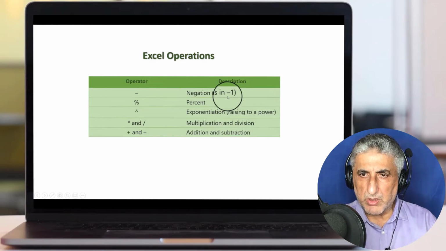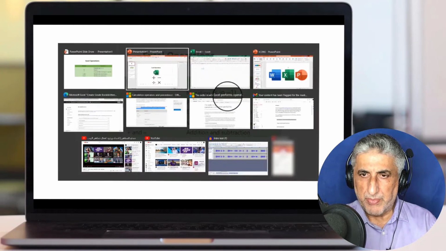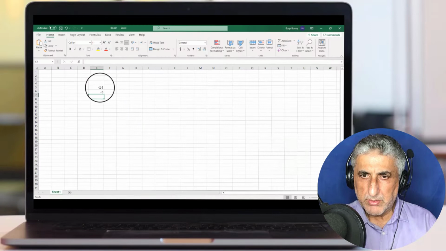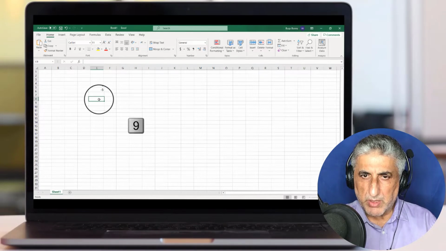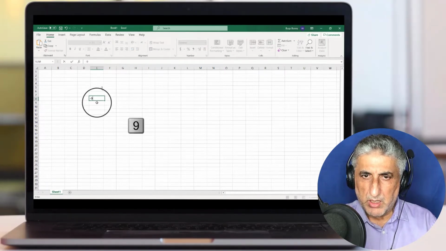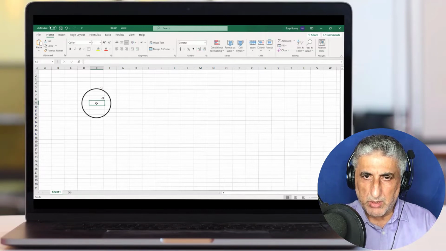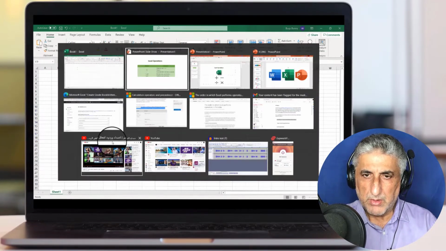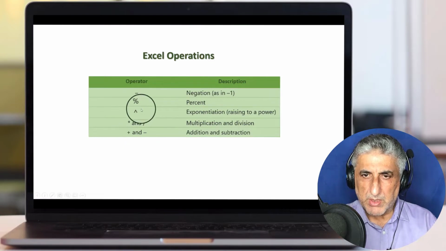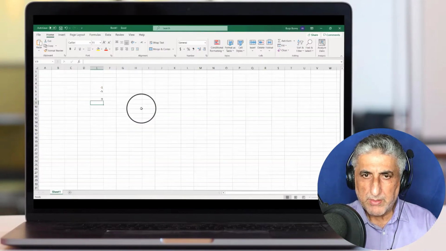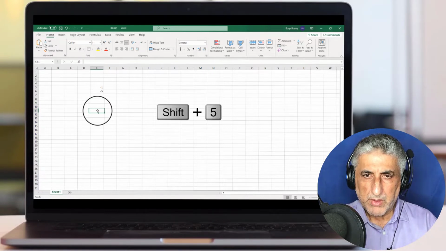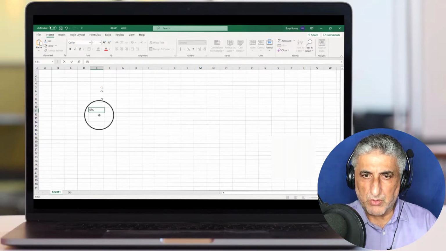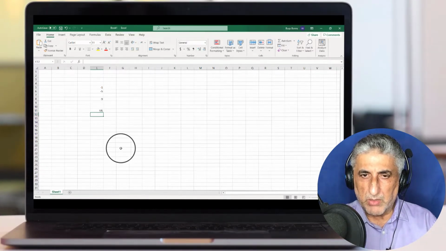We will start with negation, as in -1 or the negative sign. Actually, it's very straightforward. I have entered -1 and -5. If I want to enter -9, I just enter minus on the keyboard, then I enter 9. Percentage. The percentage sign is shift plus number 5 on the keyboard. It will give you the percentage sign.